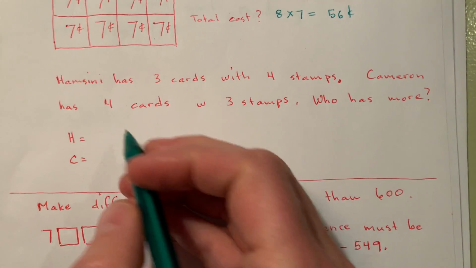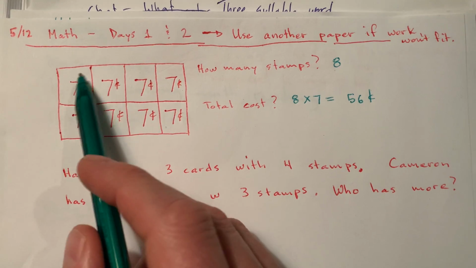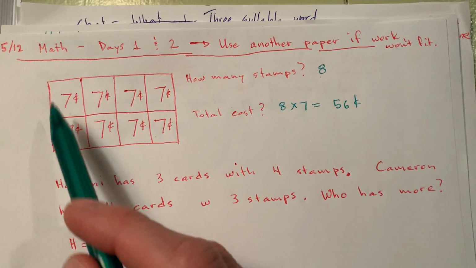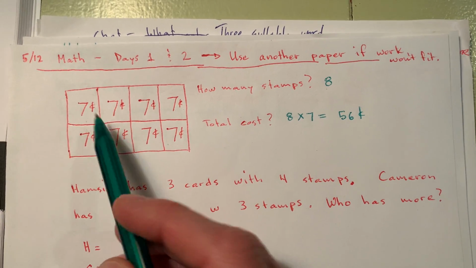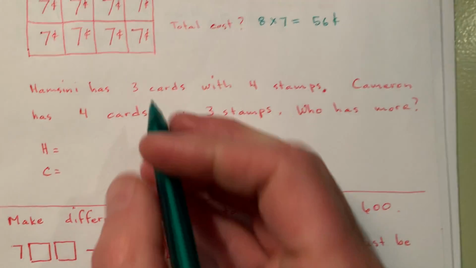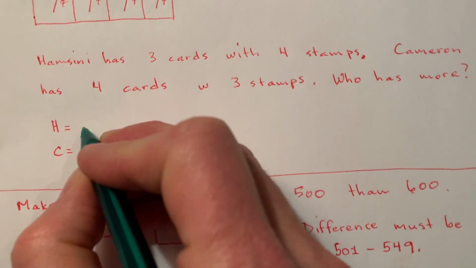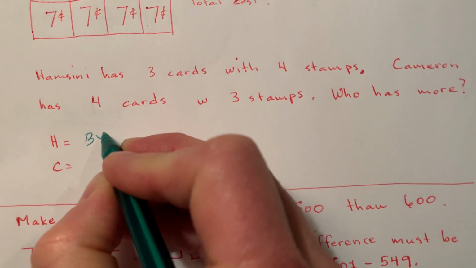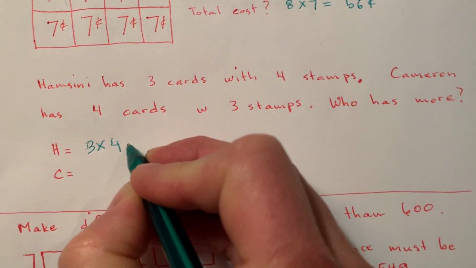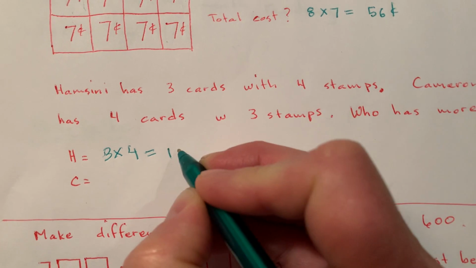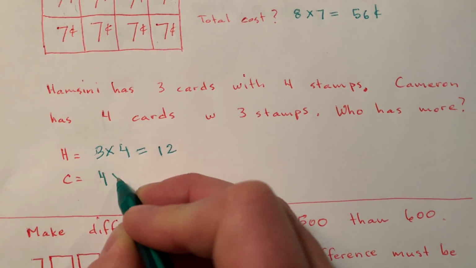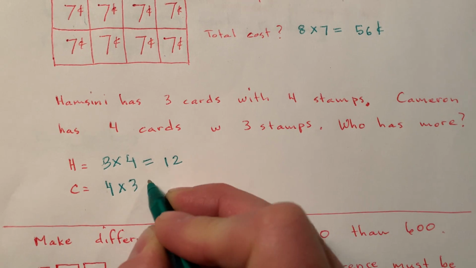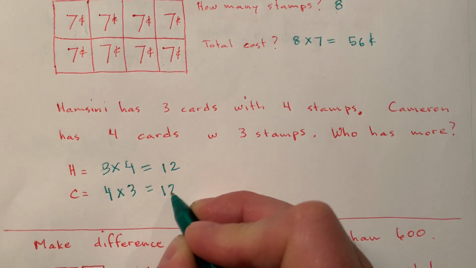Who has more? Okay, so you have to recognize they're not asking you about this 7 cents anymore. They're only asking you about the number of stamps. So forget about the 7 cents. Hamsini has 3 cards with 4 stamps, and that gives her 12 total stamps. And Cameron has 4 cards that each have 3 stamps, which give 12 total stamps.